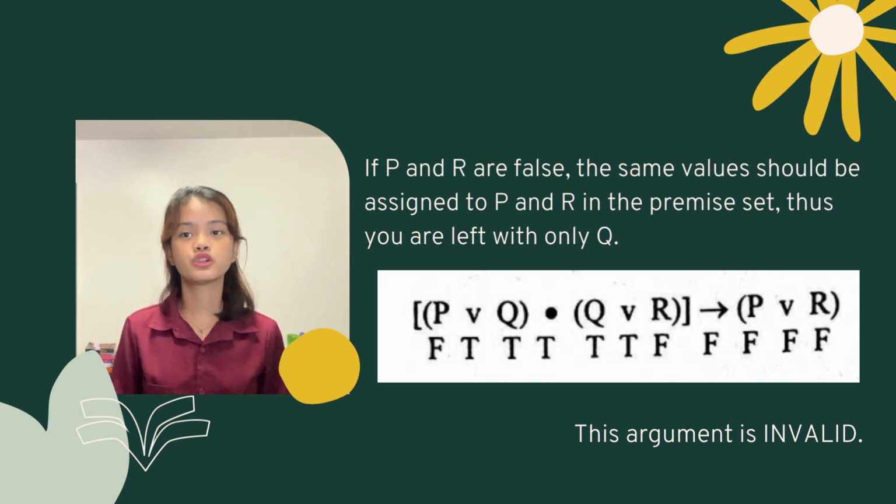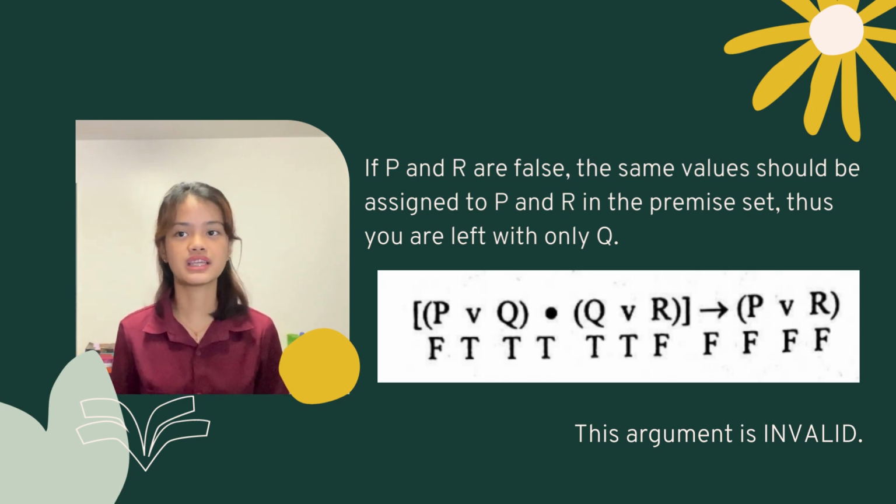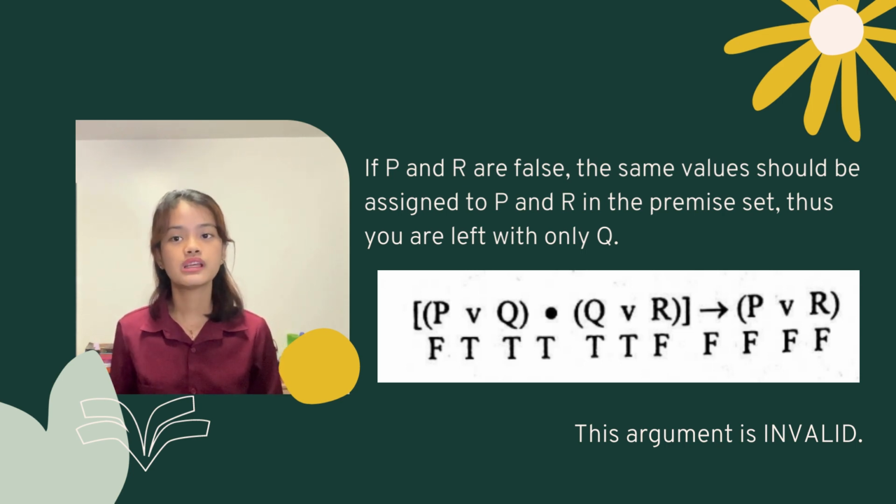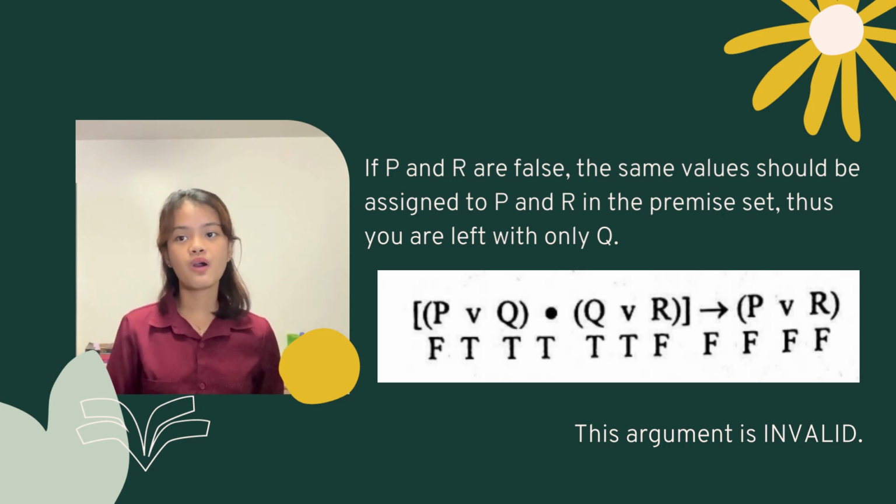set. And kung yung P and R ay false sa conclusion, dapat sa premise set din, same value or false din sila lahat. Then, we are left dito sa Q na true natin. Notice that whatever the value of Q, either true or false, we now have a row where the premise is true and the conclusion is false. The argument therefore is invalid.